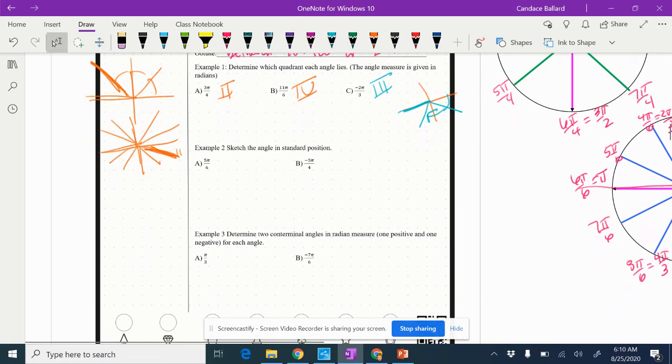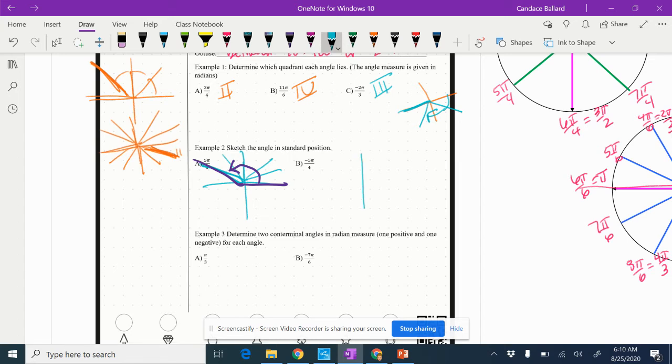Now we're going to sketch the angle in standard position. So I'm going to draw myself an XY axis. And again, I'm going to count the wedges. So I'm going to go 1, 2, 3, 4, 5. So I would probably just trace on top of that. And then I always draw an arrow with the angle for where I should be.